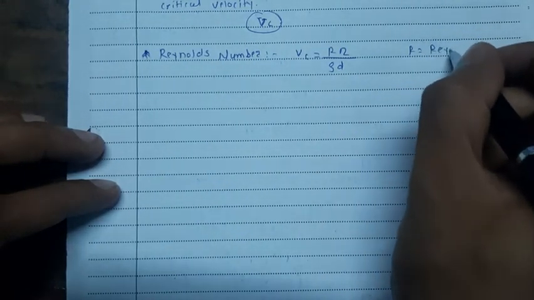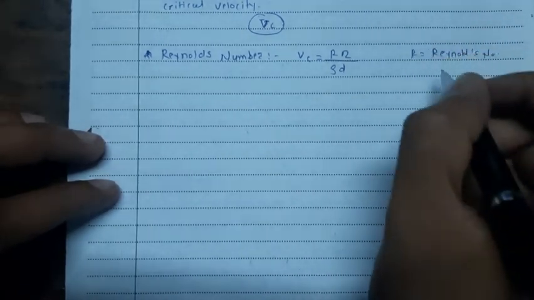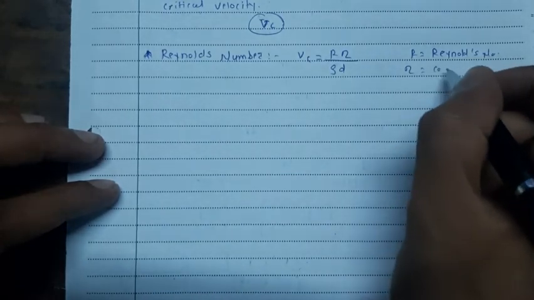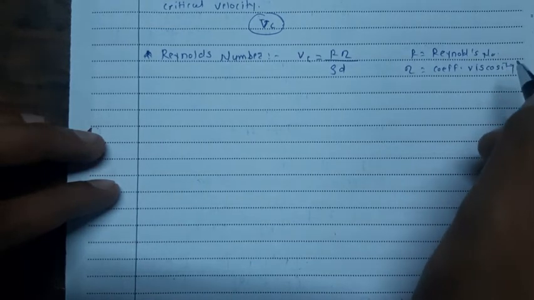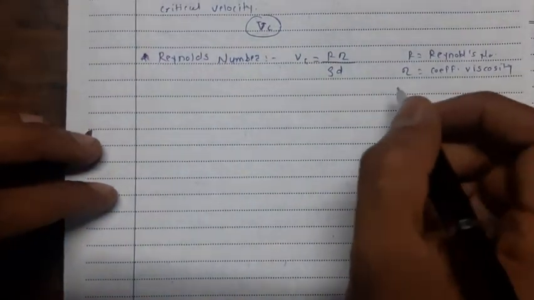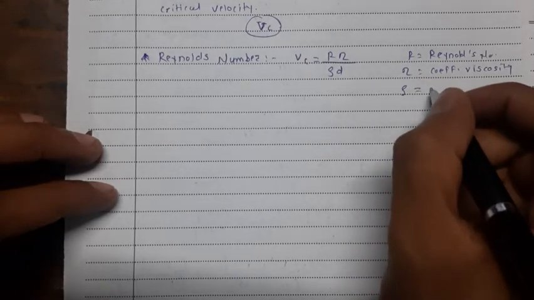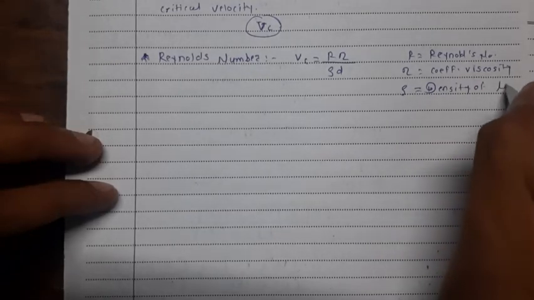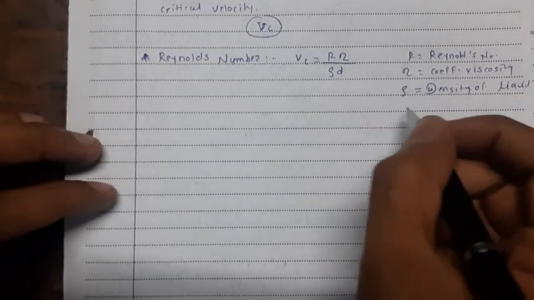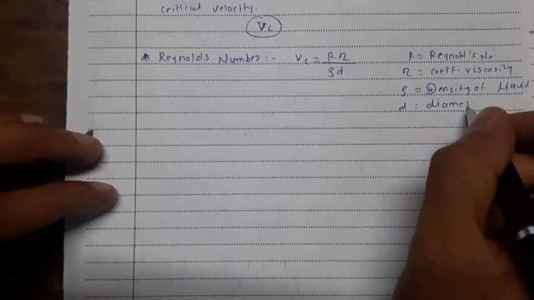The quantity eta is called the coefficient of viscosity. The next symbol, rho, is called the density of the liquid. And the parameter d is nothing but the diameter of the tube through which the liquid is flowing.